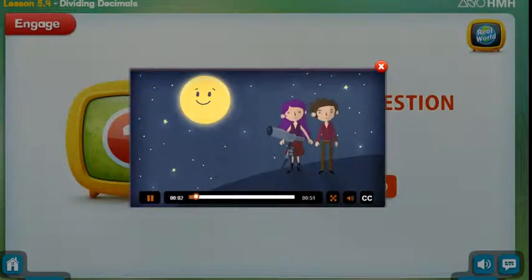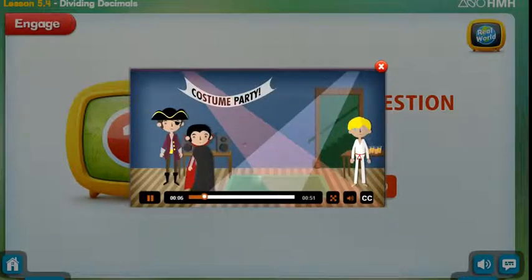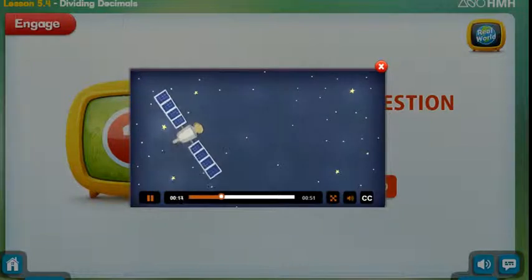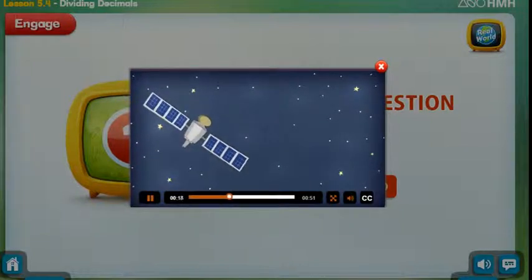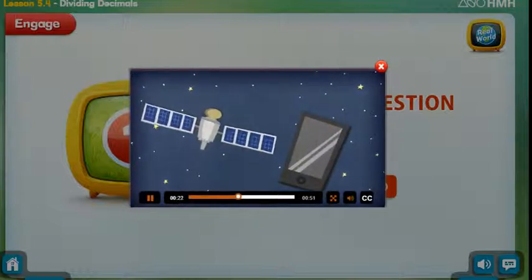Sarah and her friend Luke are crazy about space. Last year, for a costume party, Sarah dressed as an astronaut and Luke dressed up as the moon. You might not be as space crazy as Sarah and Luke, but did you know that many objects in space affect us here on Earth? Like, what about the satellites we use every day to make our cell phones work?